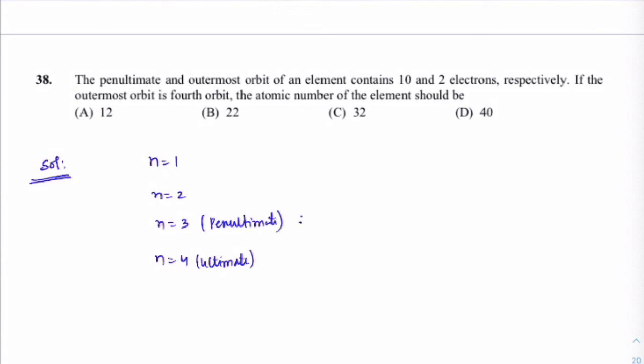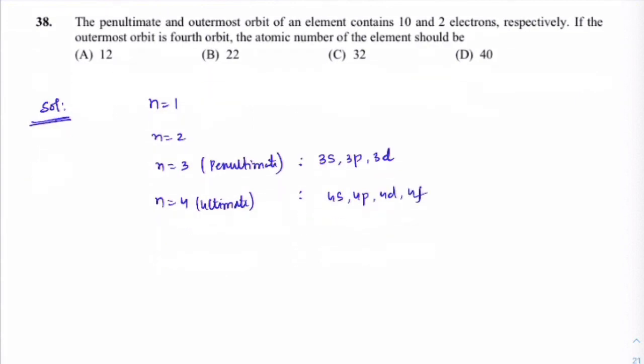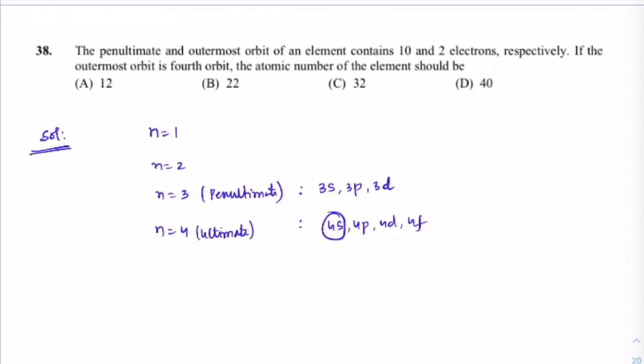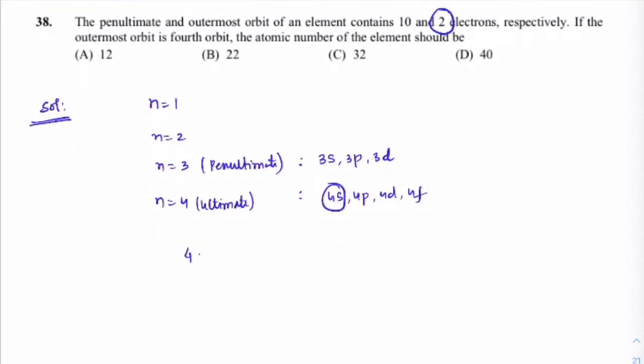In 3 we will have 3s, 3p and 3d subshells. 4 will have 4s, 4p, 4d, 4f. Now out of these, the one which has the lowest energy is 4s. So the last 2 electrons which are given there must be in 4s. If they are in 4s, the rest of these orbitals will have their 10 electrons. So 3s will have the first 2 electrons, 3p will have 6 electrons, and the rest of the electrons which are present, so we'll have this many.